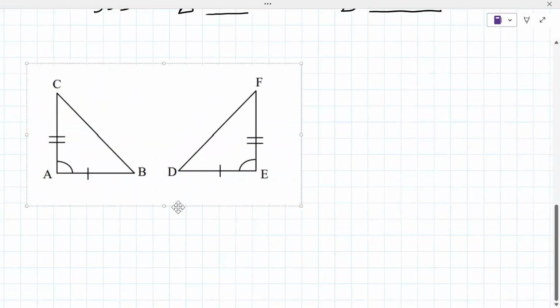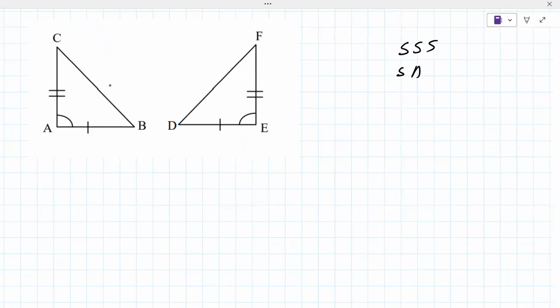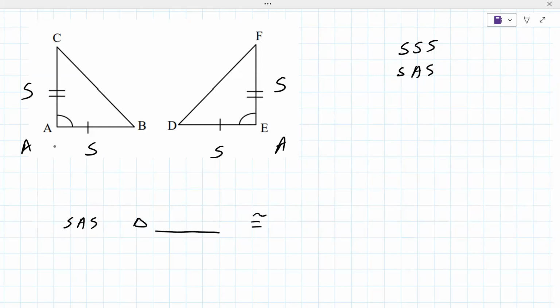All right, here we go. So again, you've got these four possibilities, SSS, SAS, and so on. These both have a side, an angle, and a side. And I said that angle has to be between the sides. Is the angle between the sides? Yes. So this is SAS, side angle side. The letter order matters here.